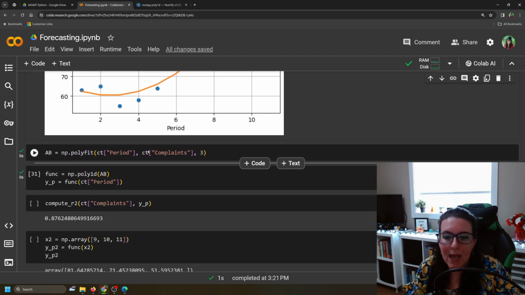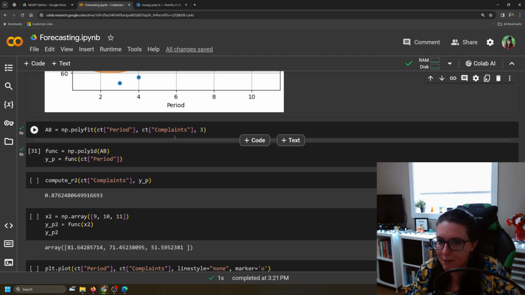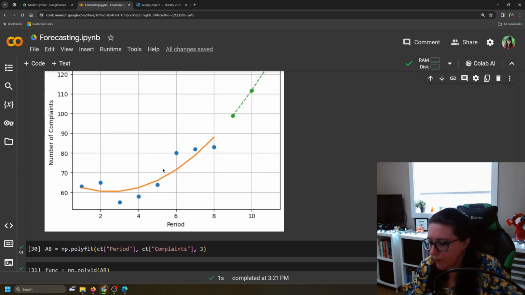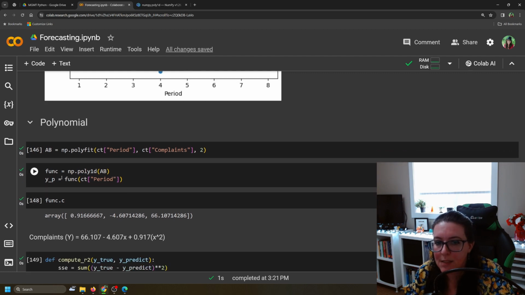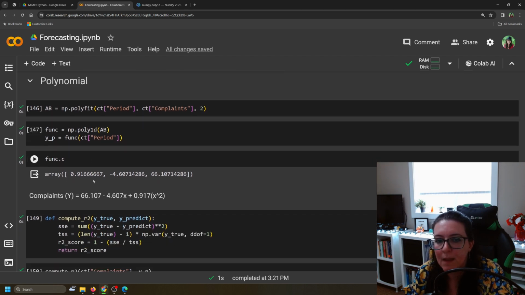So we're going to follow the exact same process we just did. The difference is that our AB here, which is fitting our polynomial, instead of it being a polynomial of degree 2, we can make it a polynomial of degree 3. You'll notice the rest of the code is the same. So if I just go back up so we can show here, we fit the polynomial. Before it was degree 2, now we're going to do degree 3. We find the function for the polynomial. We forecast the y values. We predict the y values using that function.